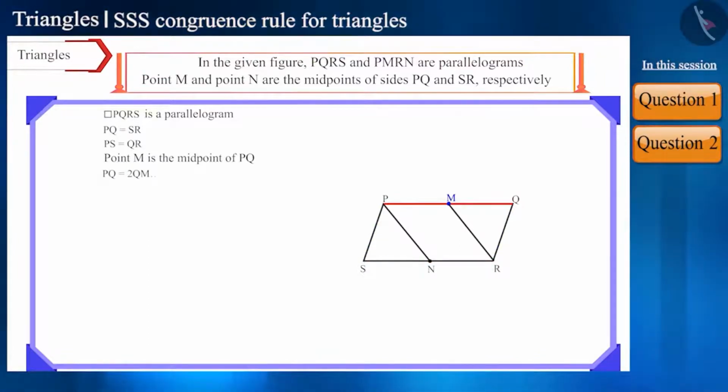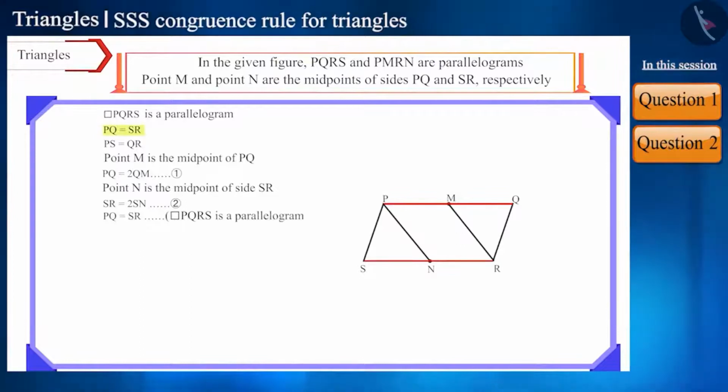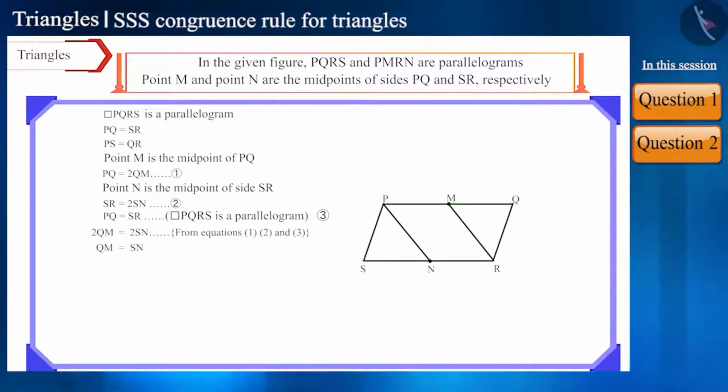That's why we can write PQ like this. Point N is the midpoint of side SR. That's why we can write SR like this. As we saw, side PQ is equal to side SR. So these two will also be equal to each other. Now we got QM as equal to SN. And since PMRN is a parallelogram, its opposite sides will be equal. This means side PM is equal to side NR and side PN is equal to side MR.